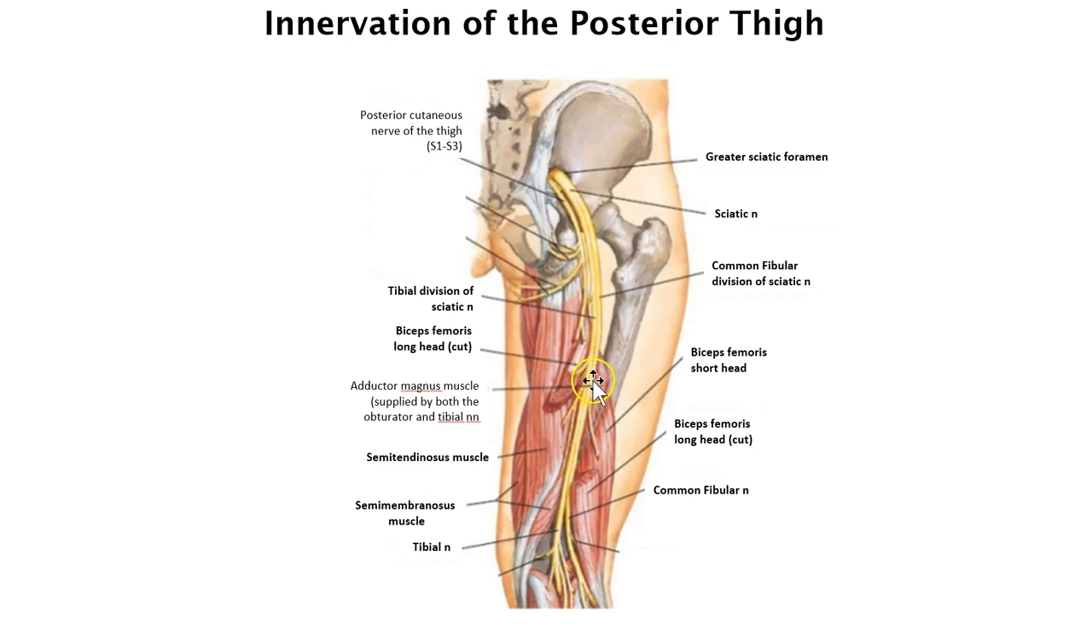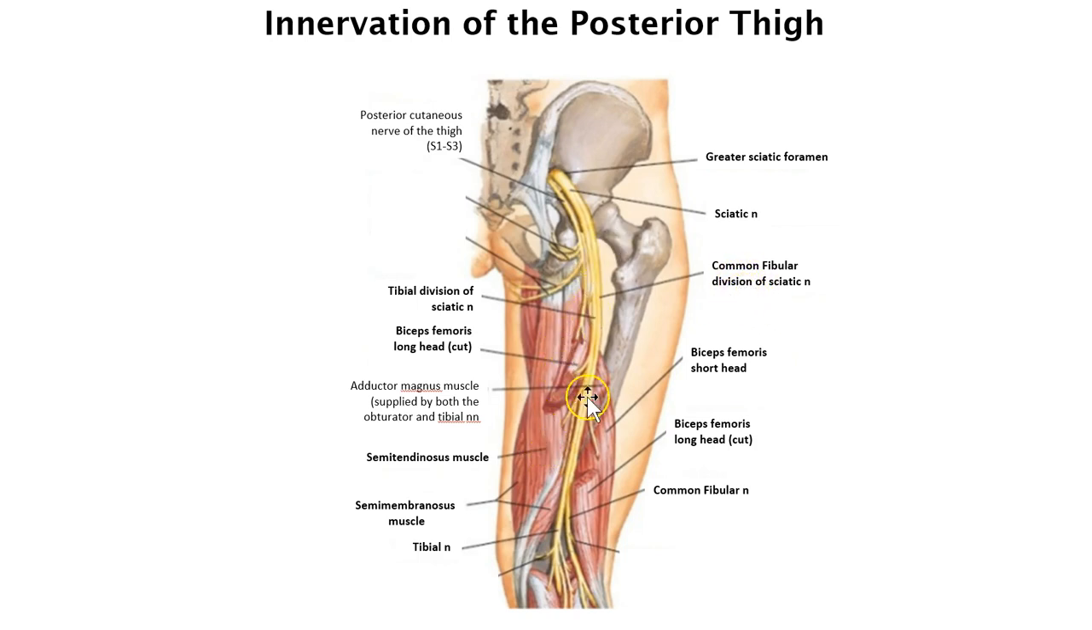Along the course of the sciatic nerve, it's going to send off muscular branches off the medial component of the nerve itself. So realize that the sciatic nerve is actually a bundle of two nerves. The tibial nerve, here we can see the tibial division of the sciatic nerve, and then laterally the common fibular nerve, or the common fibular division of the sciatic nerve.